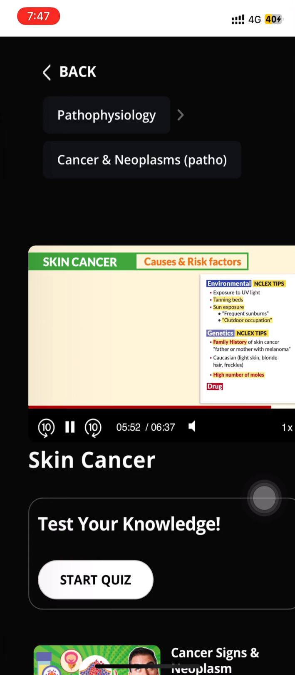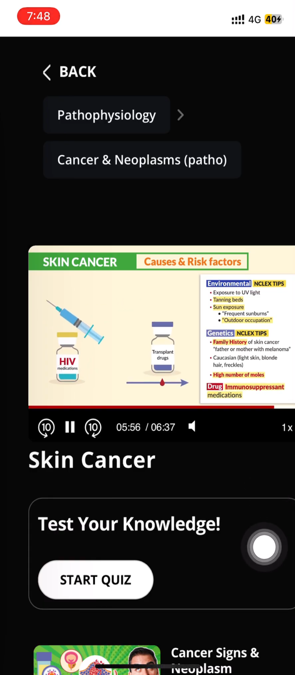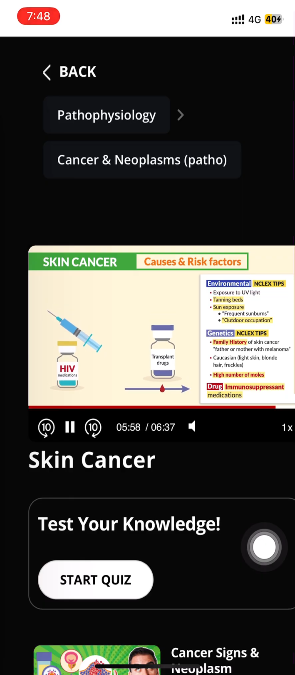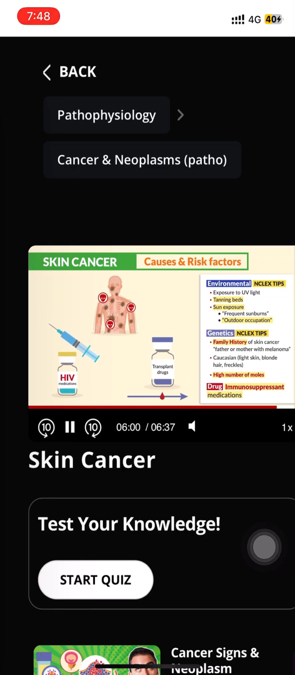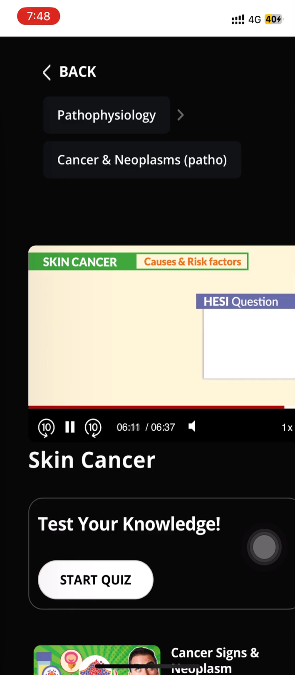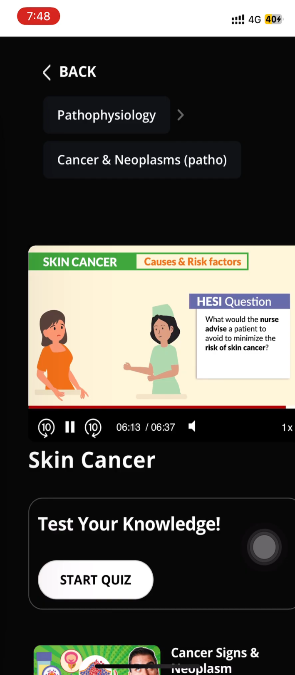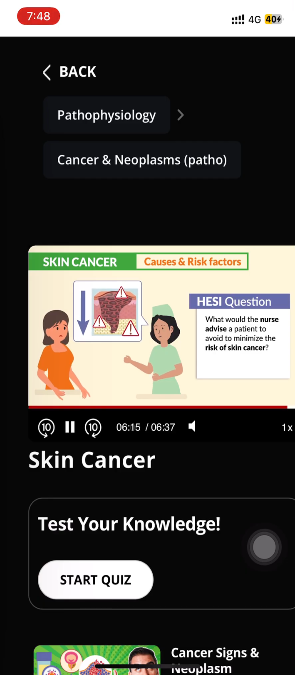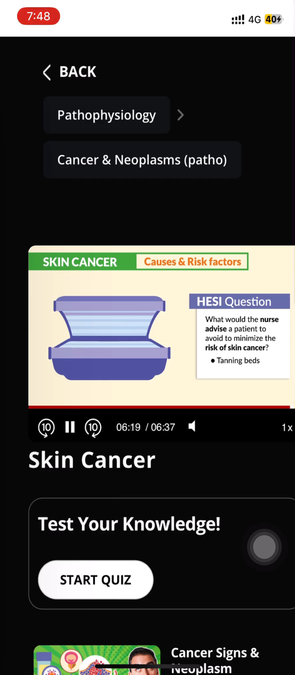And lastly, the use of immunosuppressant medications, like HIV medications and long-term anti-transplant drugs, which lowers the body's ability to defend against cancer. So I suggest pausing the screen and writing down the highlighted ones here, as these are the most tested out of 5 different textbooks. So Hesi had a question: what would the nurse advise a patient to avoid to minimize the risk of skin cancer? Tanning beds. Yes, we want to avoid the tanning beds.